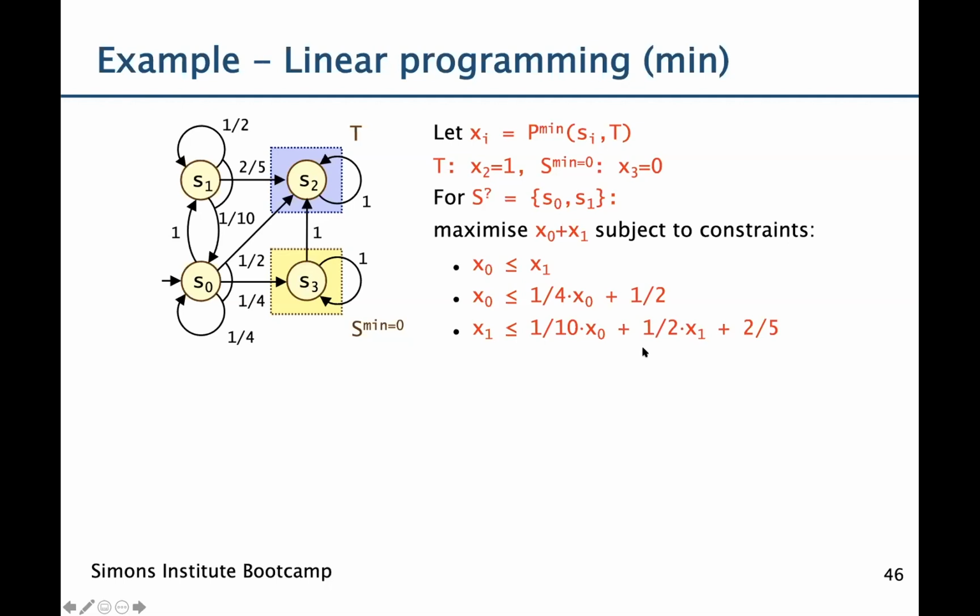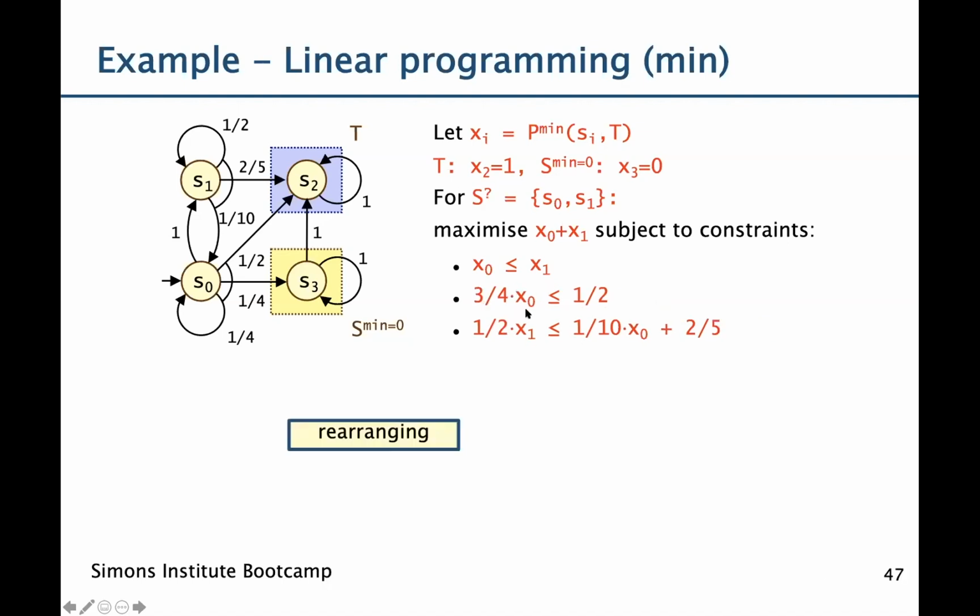Now we can simplify this a bit, so we can take the x0 here over to the other side, and the x1 here over to the other side. So we then get 3/4 times x0 and 1/2 times x1 here. And then we can move the 3/4 over to the other side and the 1/2 over to the other side. And we end up with x0 less than or equal to 2/3, and x1 is less than or equal to 1/5 times x0 plus 4/5.